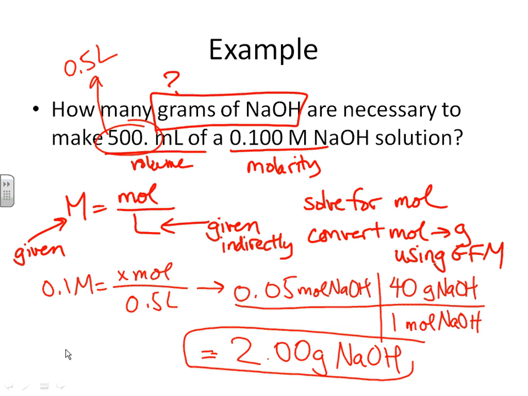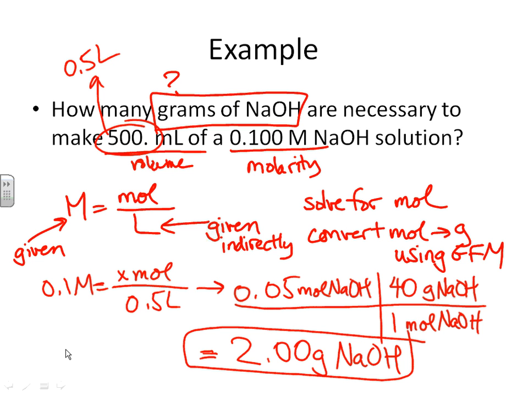This is a very useful skill. This particular type of problem is extraordinarily common because you know that you want a 0.1 molar solution. That's your ideal, that's the concentration that you need in order to do the experiment. And you know that you need 500 milliliters of it. So you just need to figure out how much NaOH you are going to put in your container so that you get the 500 mils of the 0.1 molar solution. So this is an extraordinarily common type of calculation.